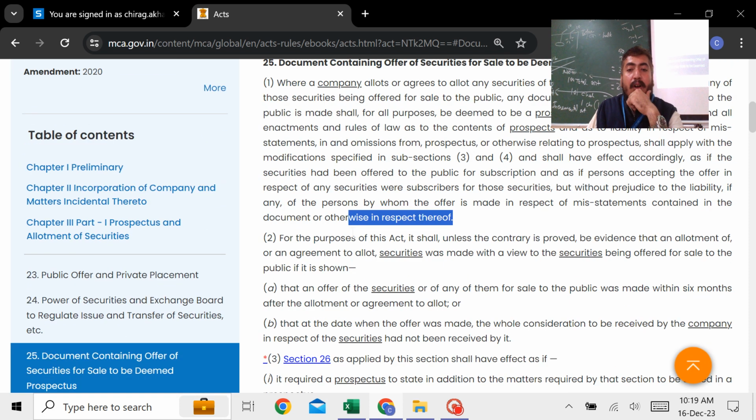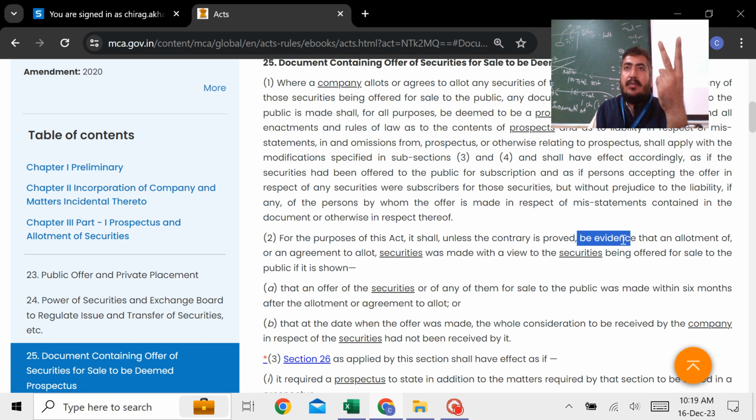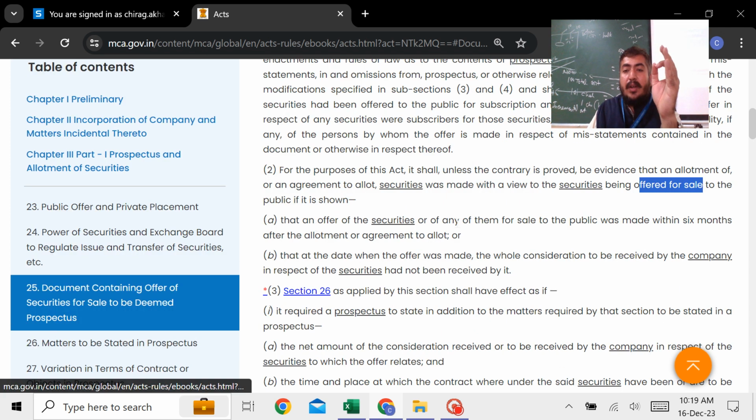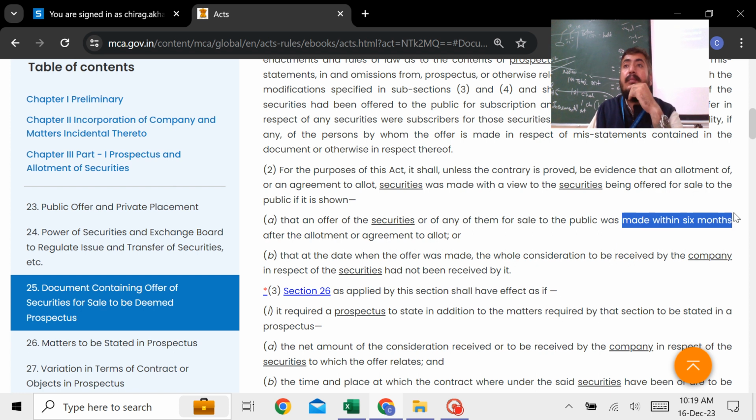Good. For the purpose of this act, it shall, unless the contrary is proved, be evidence. Hey guys, they are talking about the evidence. So from the books of accounts, if these two situations are detected, those two situations will become the evidence that this is not a sale, but what? That an allotment of or agreement to allot securities was made with a view to the securities being offered for sale. Point number one, that an offer of the securities or any of them for sale to the public was made within what time?